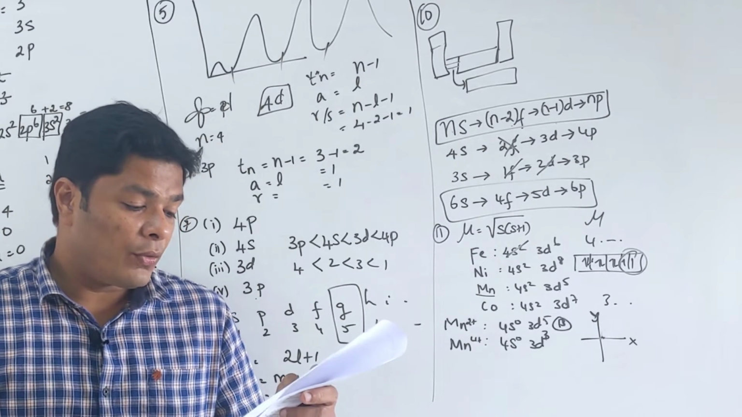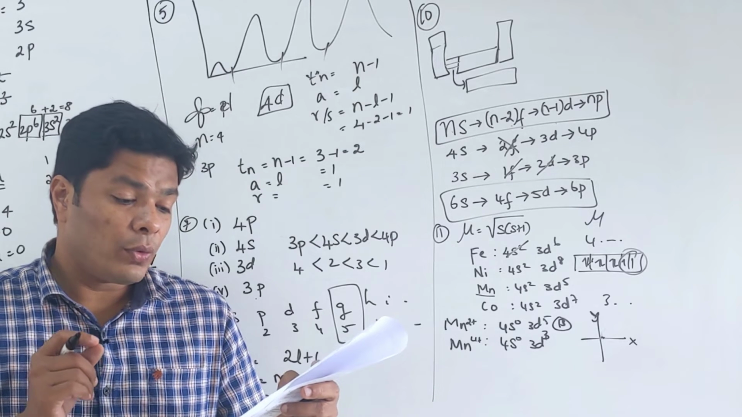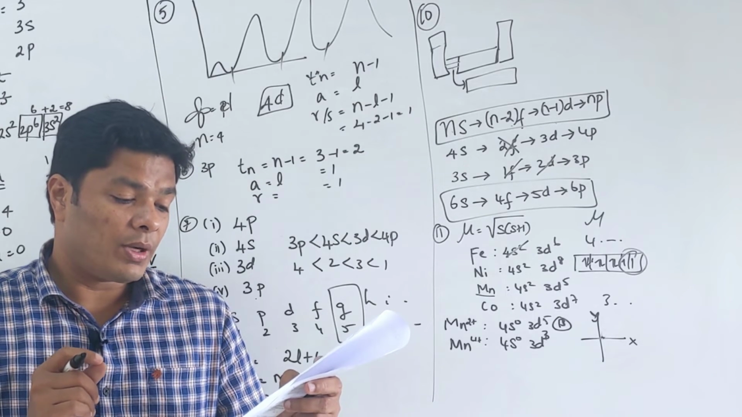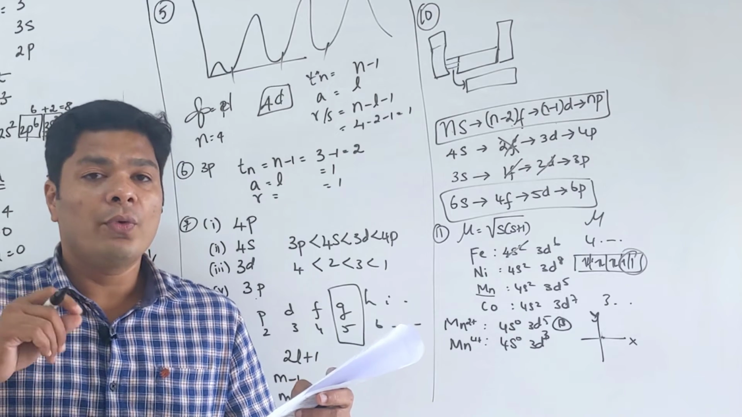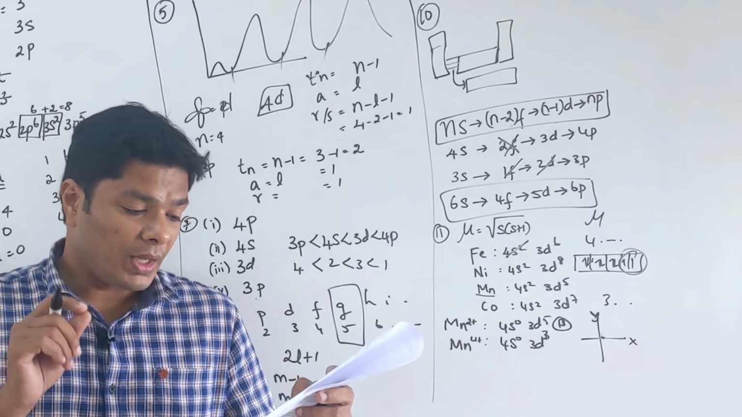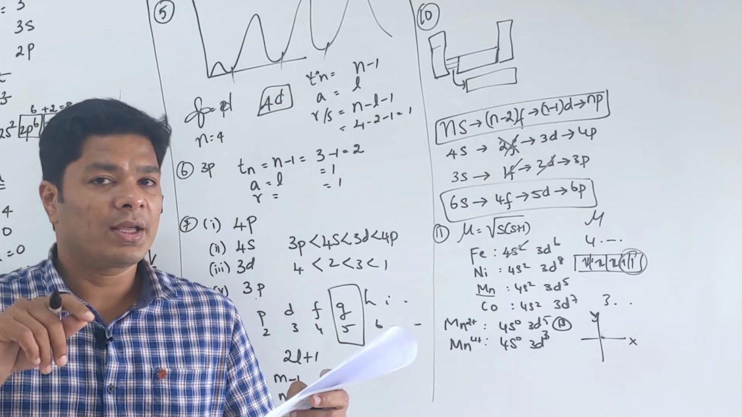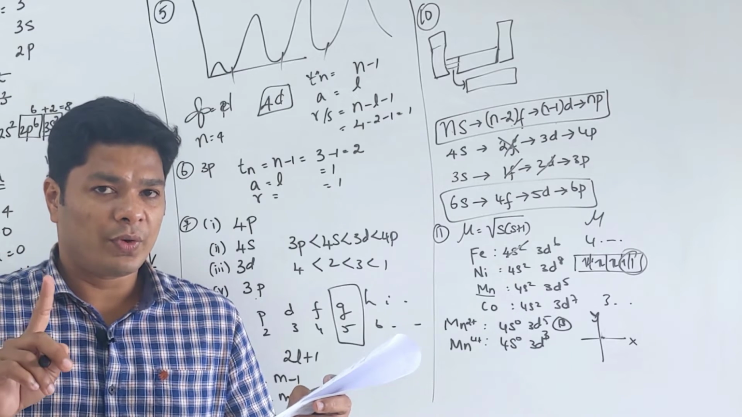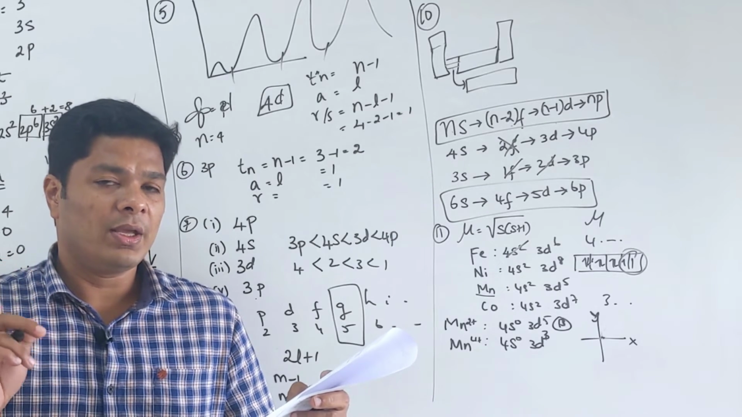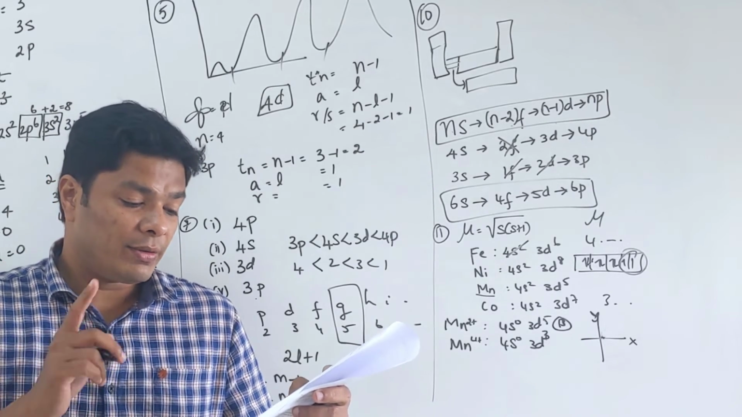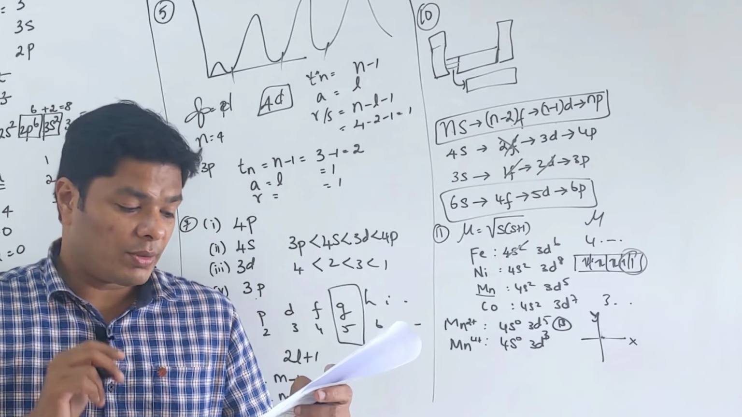Okay, 14th. An electron is in one of the 4d orbitals. Which of the following orbital quantum numbers is not possible? 4d. Okay, it's in a 4d orbital. So what will the l value be for a d orbital? l equals 0 for s, l equals 1 for p, l equals 2 for d. So l equals 2 must be there. Option beta is wrong.